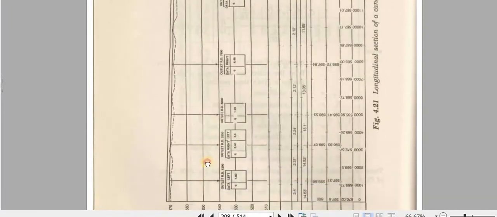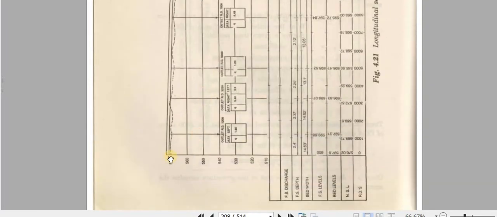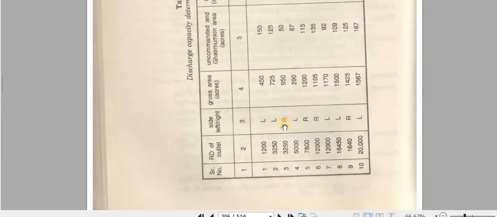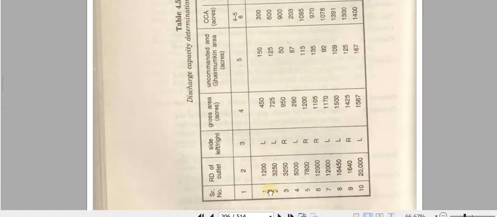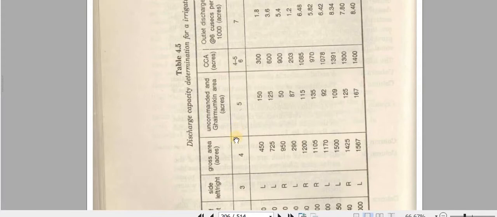This is the formation of the hydraulic grade line, and you have to calculate it using the numerical we studied in chapter 8 on outlets. So now we have to design the discharge and losses at each section. You have to focus on the table here. For the first outlet, this is the given table. You have to work from here.